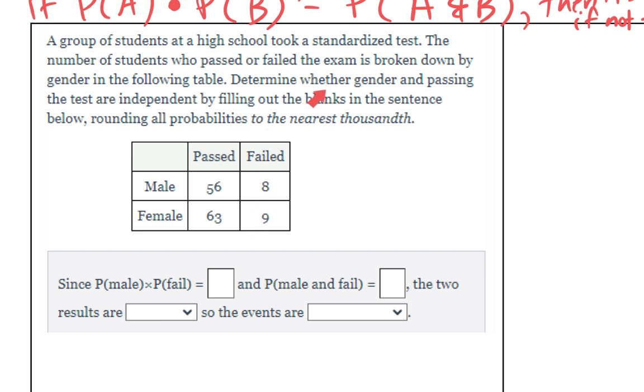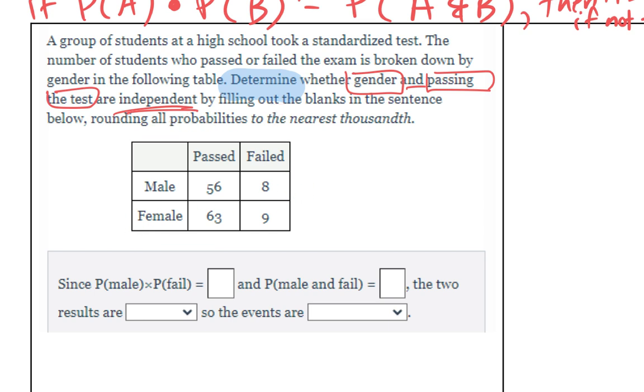Okay, so here's what our question is: determine whether gender and passing the test are independent. So that's what we're comparing. That means, does it matter if you're male or female, whether you're going to pass or fail, or are they equally likely? I'm sorry, are they independent of each other? Do they not make any connection?